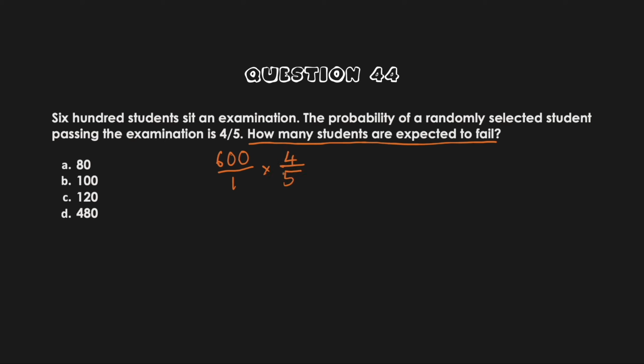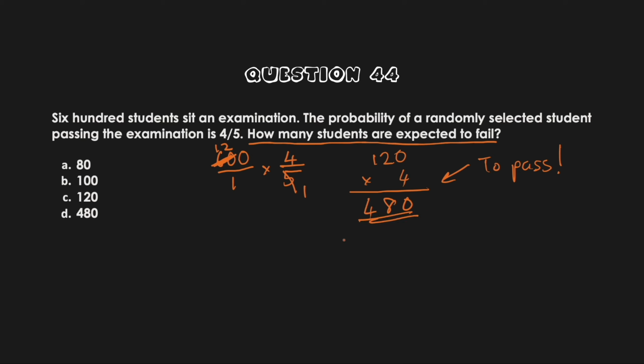Now I could say 5 could go into itself once, 5 could go into 60, I'm just looking at the 60, 12 times. So that will leave me with 120 times 4. Alright, so follow that. 120 times 4. These are the people expected to pass. So 4 times 0, 0. 4 times 2, 8. 4 times 1, 4. So 480 people are expected to pass.